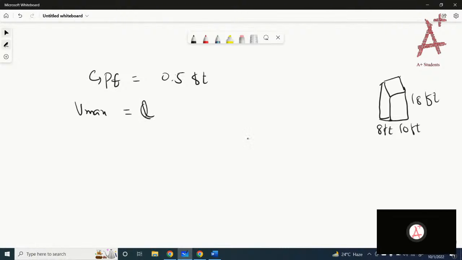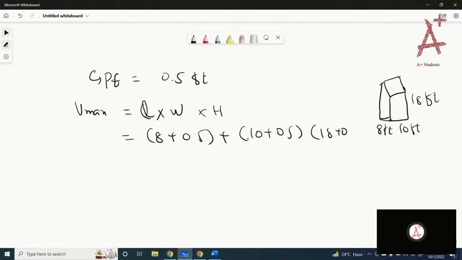Now you have length times width times height. So the length is 8, so just add 8 plus 0.5. For the width, you have to do 10 plus 0.5, and for the height you have to do 18 plus 0.5. Then you have to multiply them. So it would be then 8.5, 10.5, and then 18.5. So just multiply them, and that's the value for the maximum volume. Got it? So let me just check it on the calculator.